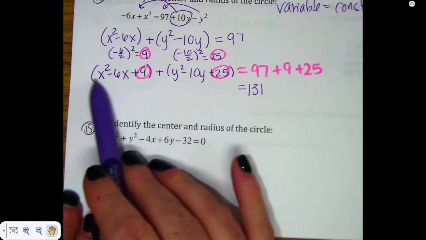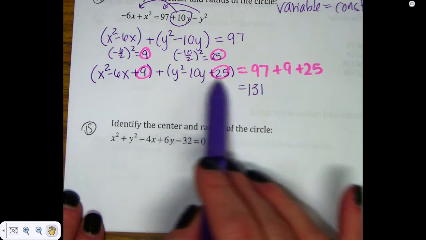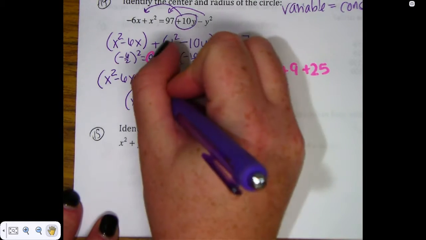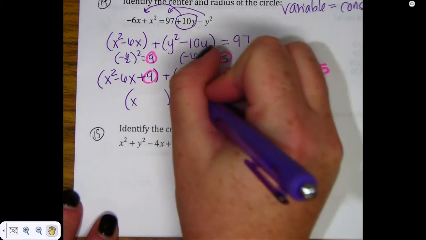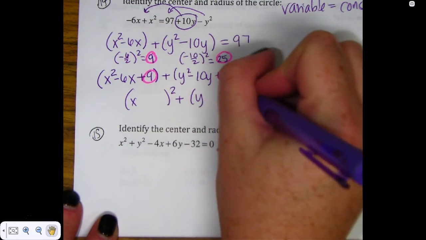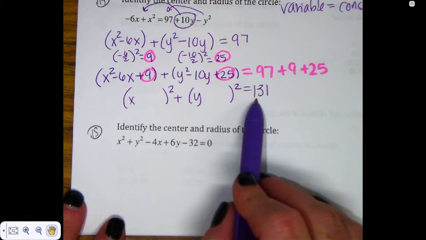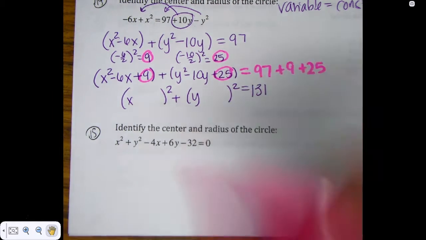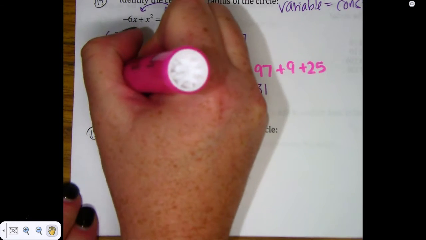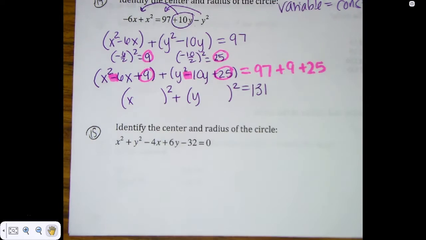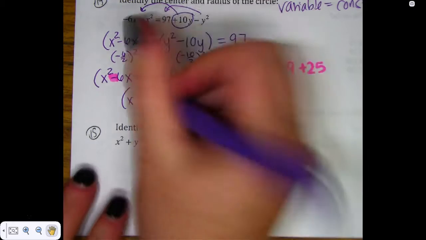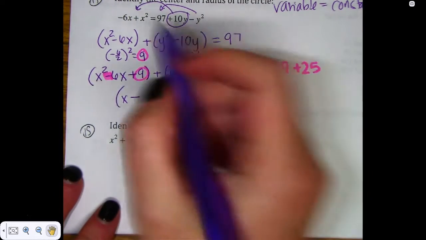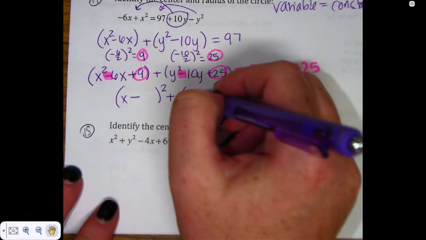Okay, now what I do is I factor these. These get factored. So this is x with a number squared plus y with a number squared to equal 131. Because this looks like our work from the other day. Now, this minus sign and this minus sign. This is what creates a minus sign here and a minus sign here. You carry this sign down.